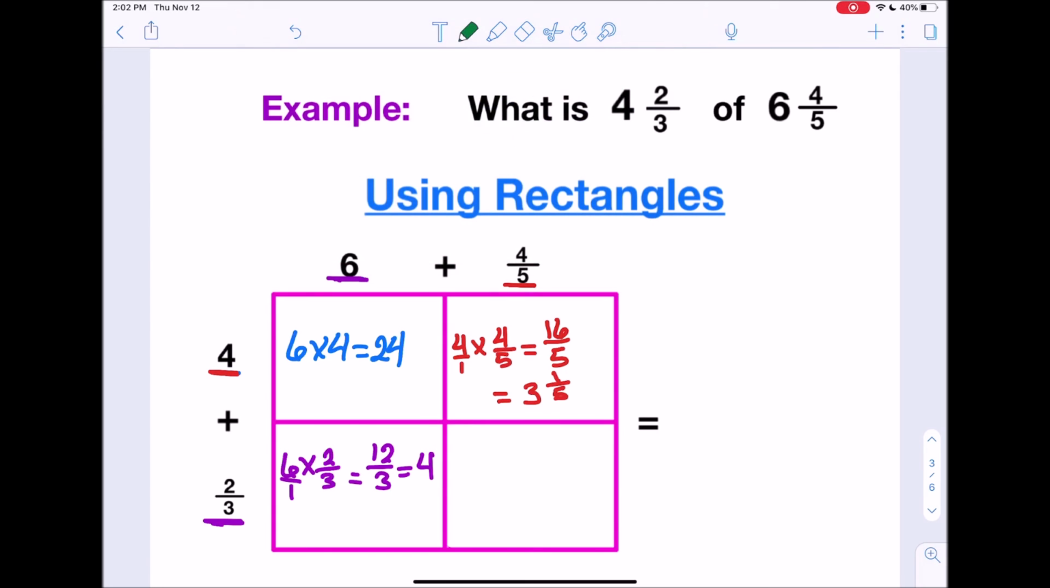And then last but not least, for our last box, the column is 4/5 and the row is 2/3. So this is going to be 2/3 times 4/5. Now I'm going to check really quick to see if I can cross simplify, and I can't, so we're just going to go ahead and multiply across and we get 8/15.